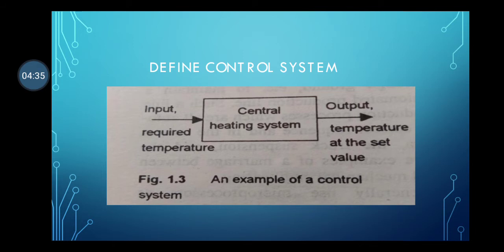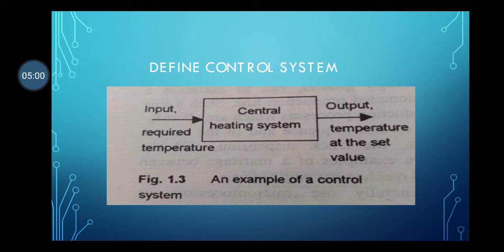Next one, define control systems. Here the control system also has input, process, output. The example of a control system is a central heating system.